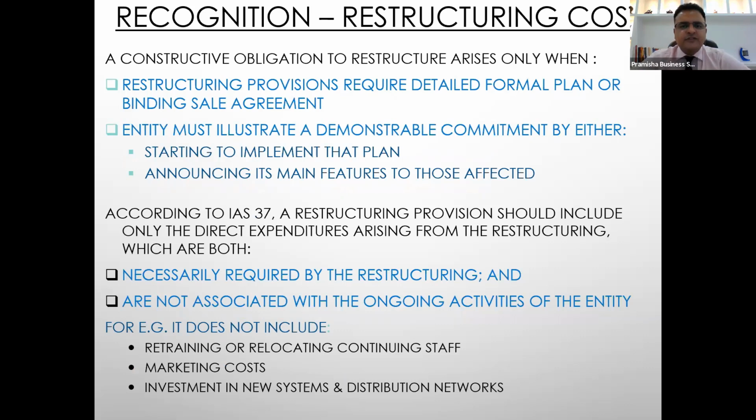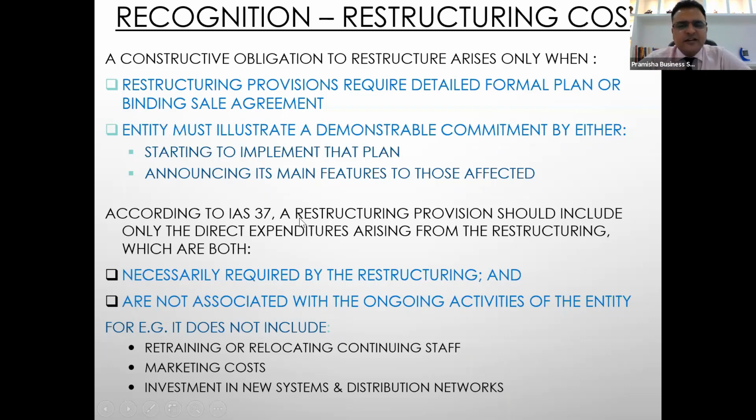A constructive obligation to restructure arises only when restructuring provisions require a detailed formal plan or a binding sale agreement. If they're committed to it, it's not just a plan, there's a formal plan, and it must illustrate a demonstrable commitment. So it should not be by a mere wish of the management. They should have a plan, commitment, they should start to implement that plan, announcing its main features to those affected. So according to IAS 37, restructuring provision should include only the direct expenditures arising from restructuring.